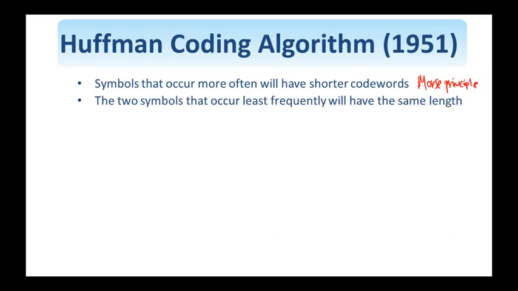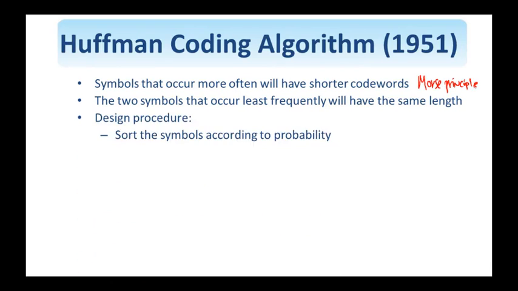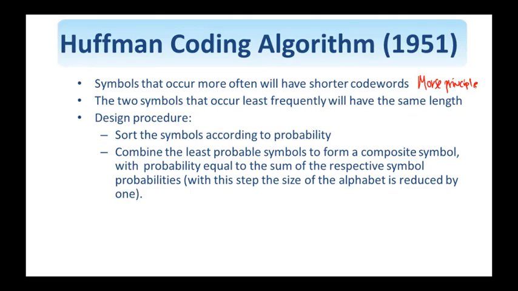The second guiding rule is that the two symbols that occur least frequently will have the same length. And this is something that will jump out right away as soon as we explain the procedure of the code. So the procedural steps are as follows. We sort the symbols according to their probability. Then we take the least probable symbols and combine them to form a composite symbol, which is going to have probability the sum of the respective symbol probabilities. So with this step, we reduce the size of the alphabet by 1.